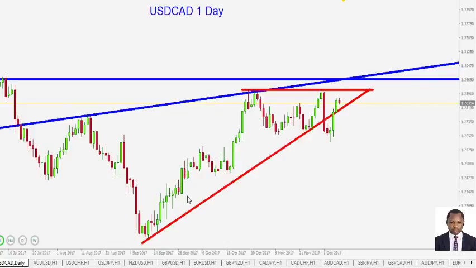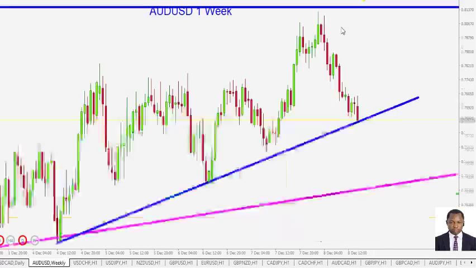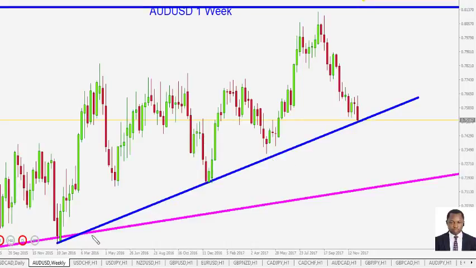It's about 17 minutes to the news event. The Australian dollar against the American dollar. Let's see the weekly time frame. Price is now trading around a level of support. This is a key level of support in the weekly time frame.